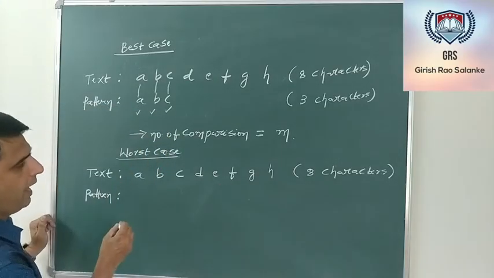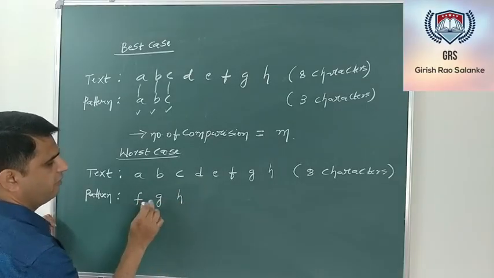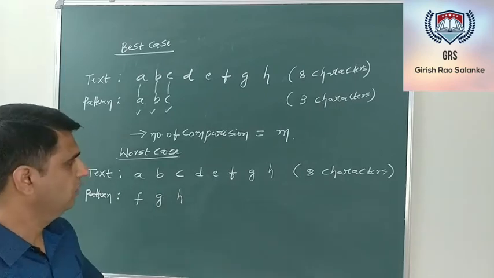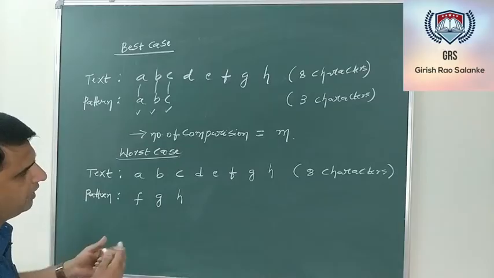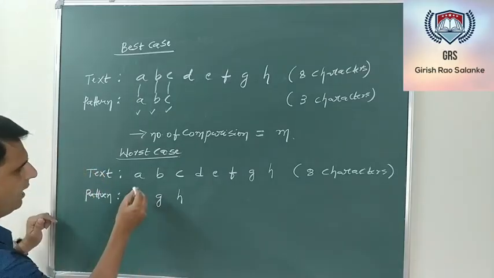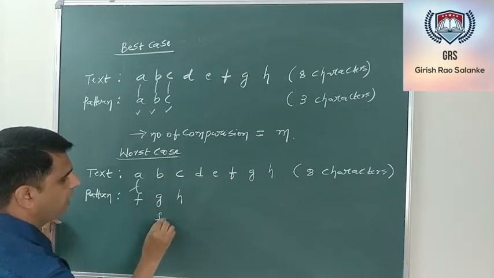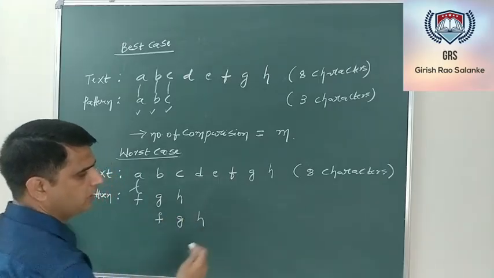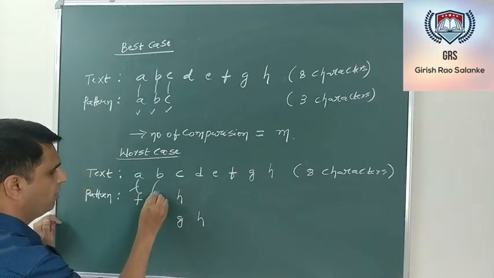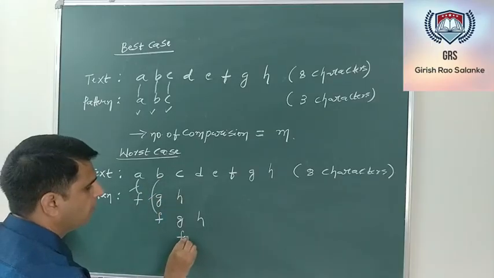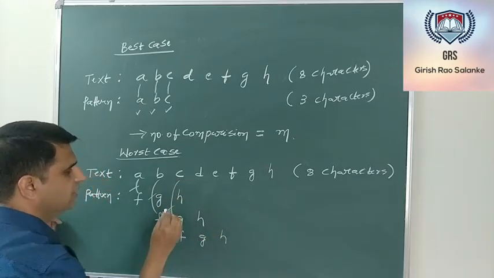So if I assume that I am trying to search a pattern FGH, which is there at the end of the text. Now how exactly does the naive string matching algorithm work? I compare the first character A with first character F. This does not match. Now I move my pattern to the next position, that is 1 to its right side. Now I compare B with F, this does not match. Now I just shift it 1 to its right side. Now I compare C with F, this does not match.